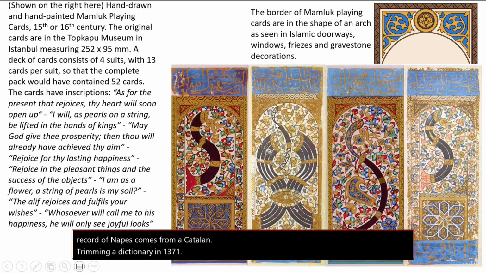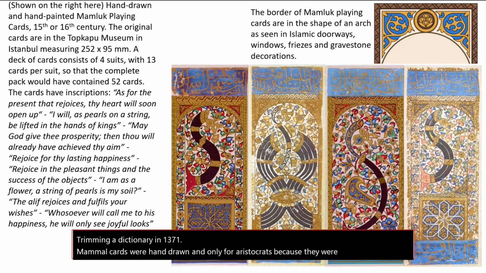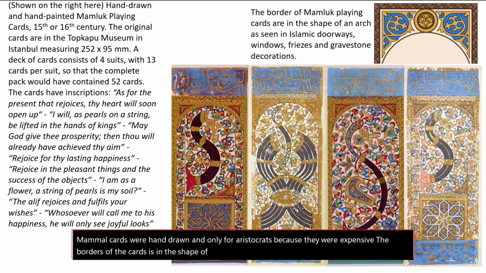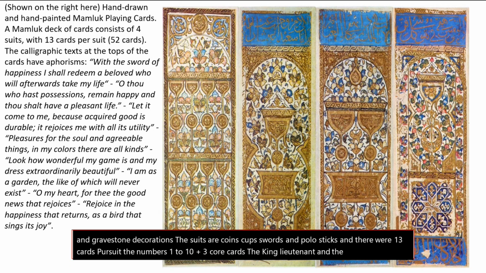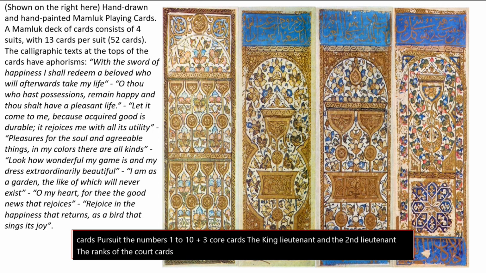Mamluk cards were hand-drawn and only for aristocrats because they were expensive. The borders of the cards are in the shape of an arch, as seen in Islamic doorways, windows, friezes, and gravestone decorations. The suits are coins, cups, swords, and polo sticks, and there were 13 cards per suit, the numbers 1 to 10 plus 3 court cards: the king, lieutenant, and the second lieutenant. The ranks of the court cards were given in the blue inscription areas at the bottoms of the cards, and each of the cards had idioms or sayings on them.